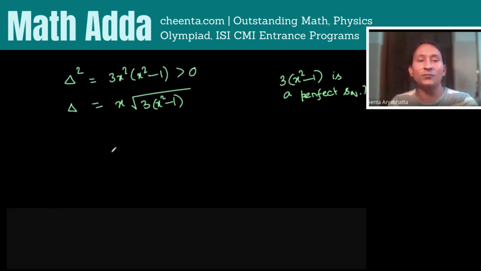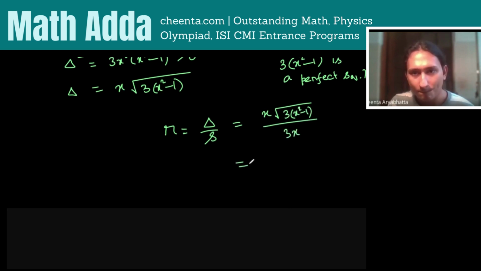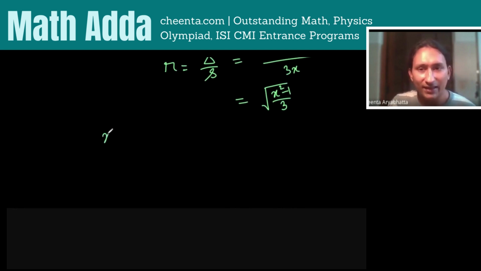Let's get to the inradius now. We know that the inradius r is given by delta by s. This is a pretty well-known formula. You can derive it on your own. And that is, in this case, so we need to prove that 3 times (x squared minus 1) is a perfect square, and (x squared minus 1) by 3 is also a perfect square.